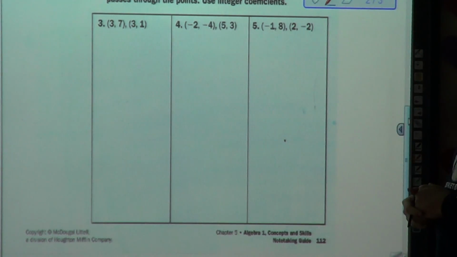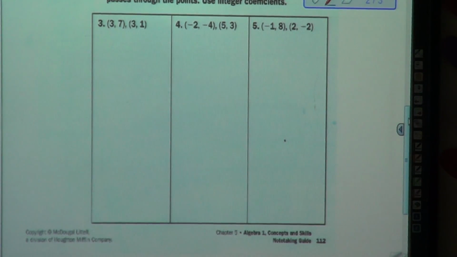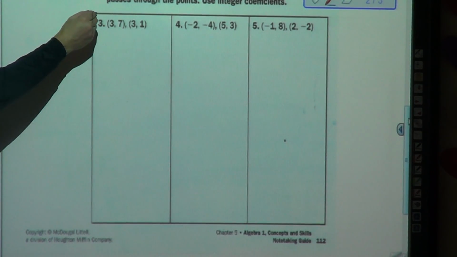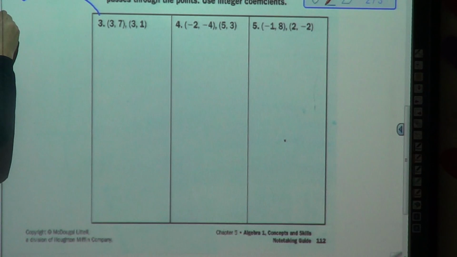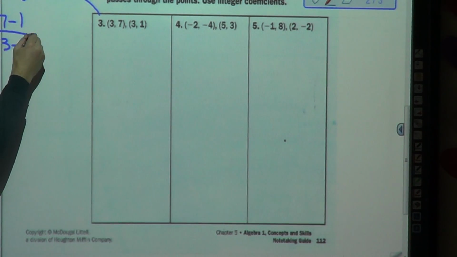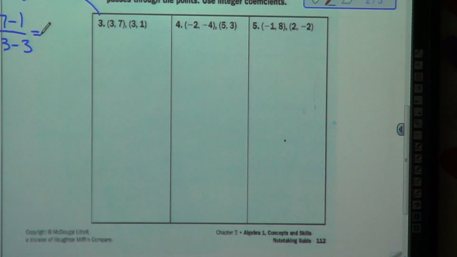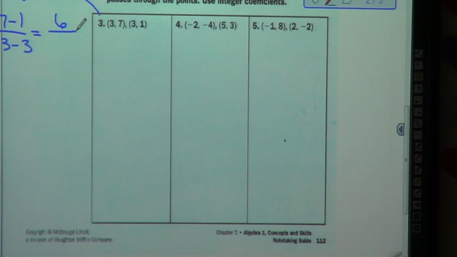They're not telling me what the y-intercept is. So we're going to have to use the 2 points they show me, and we will find the slope. Okay, so take this problem, put it here so we have room. It's going to be m equals 7 minus 1 on top, and then 3 minus 3 on the bottom. Okay, so 7 minus 1 is 6. What's 3 minus 3?